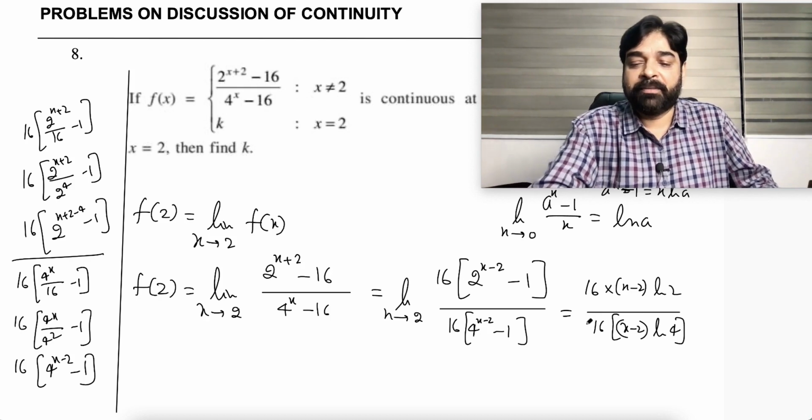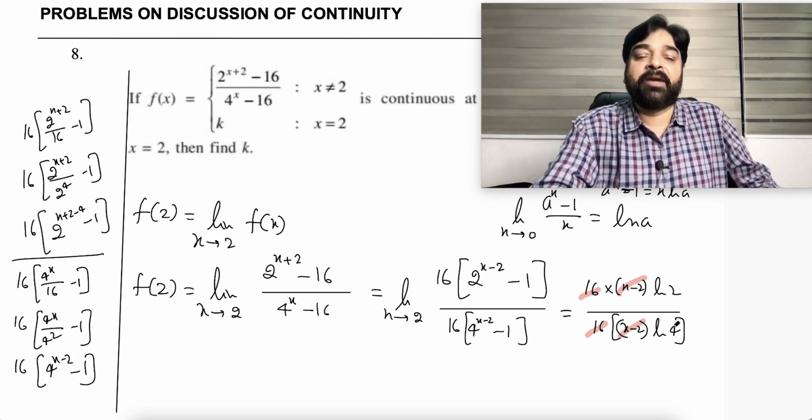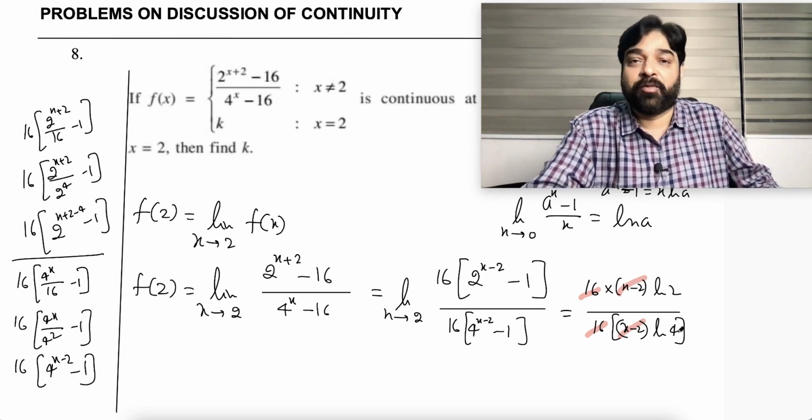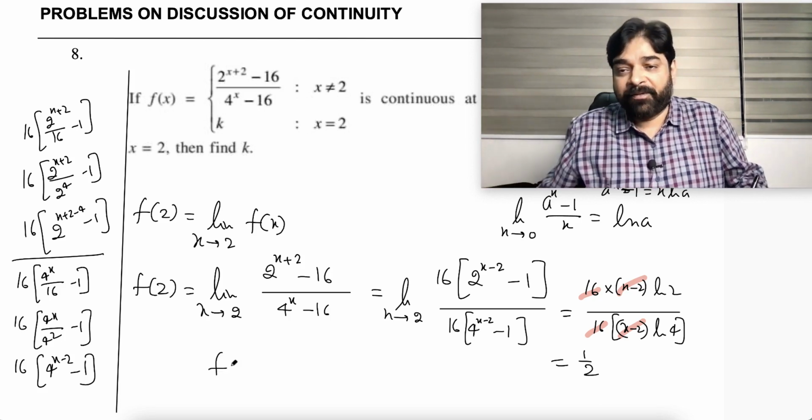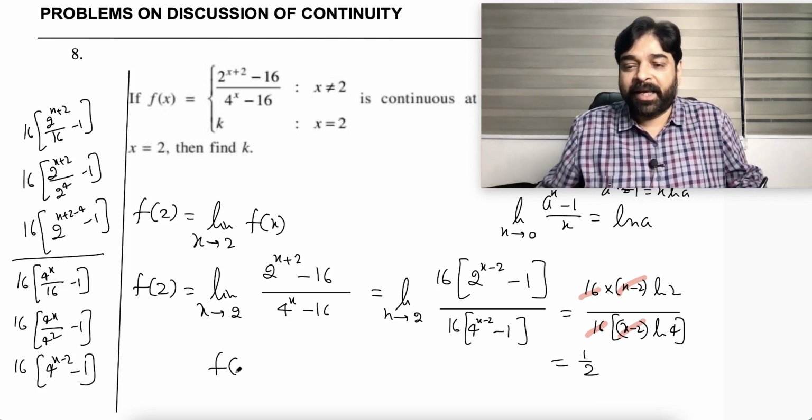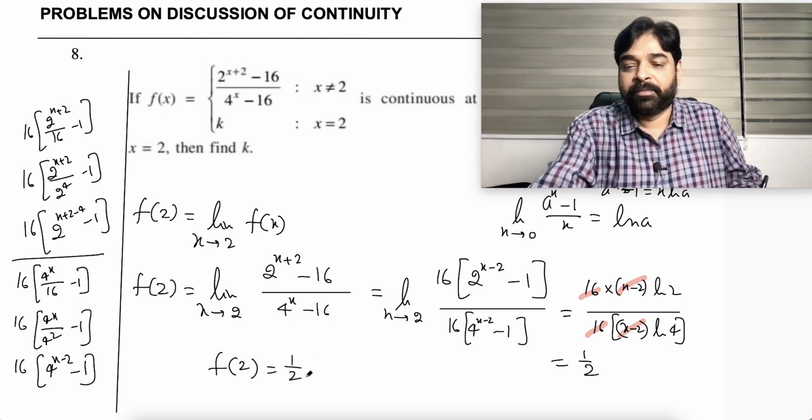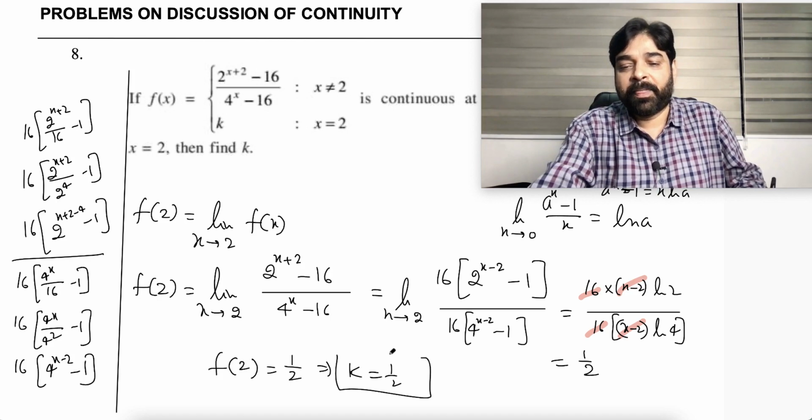16 cancels with 16, x minus 2 cancels with x minus 2. And ln 4 is what? 2 ln 2, because 4 means 2 square, so 2 ln 2. So ln 2 also cancels. The value will come to 1 by 2. Since f of 2 is given as k, and f of 2 equals 1 by 2, k equals 1 by 2 is the answer.